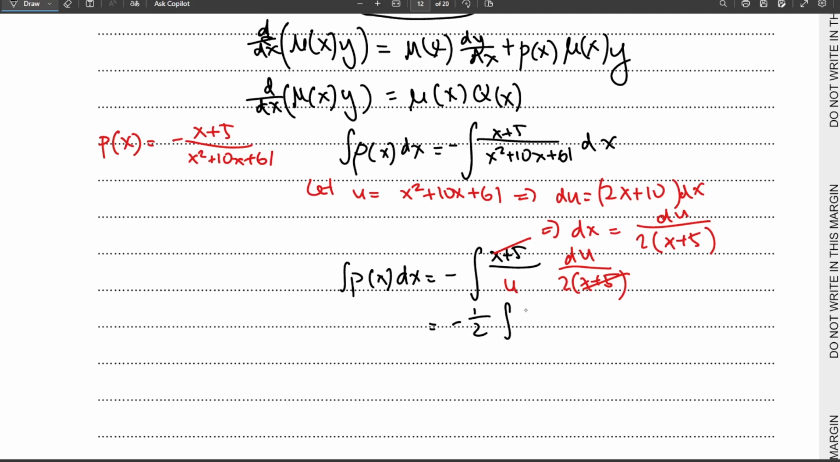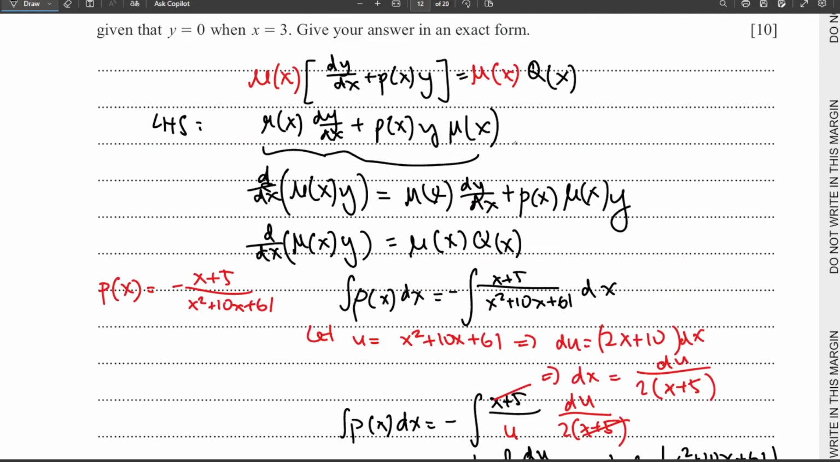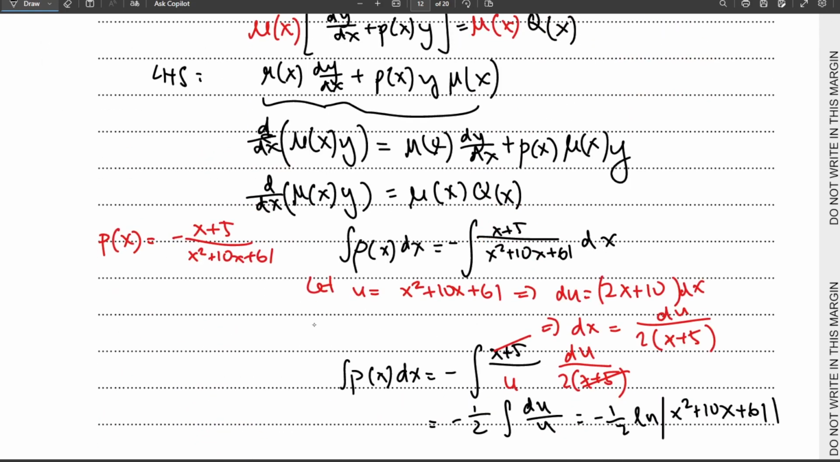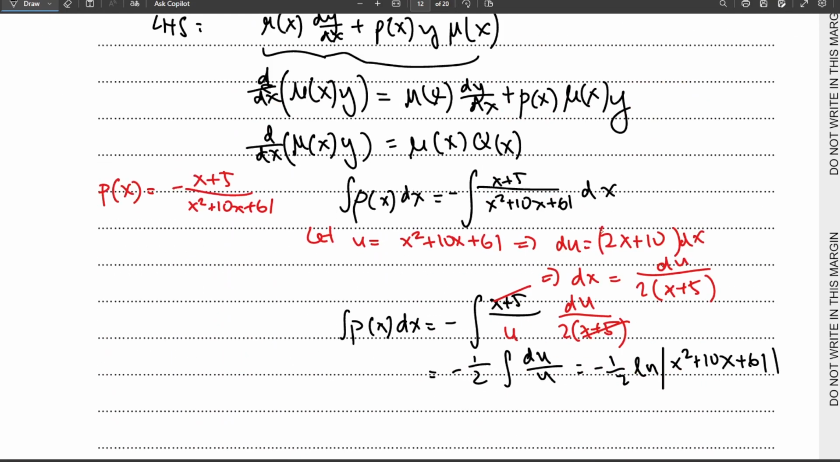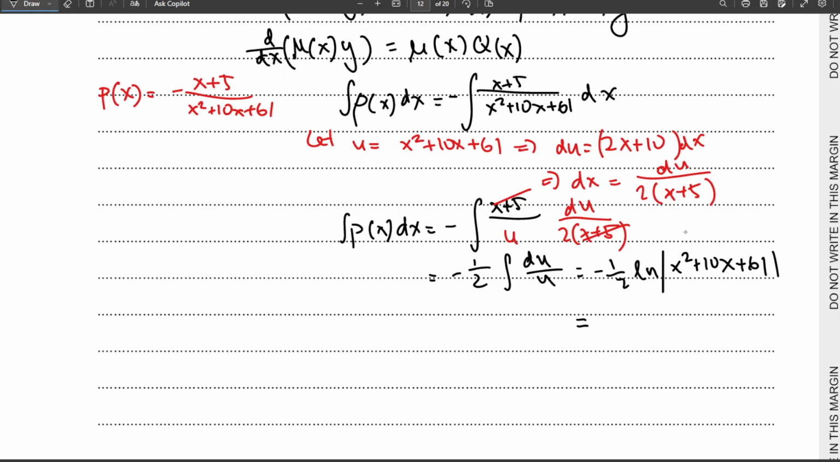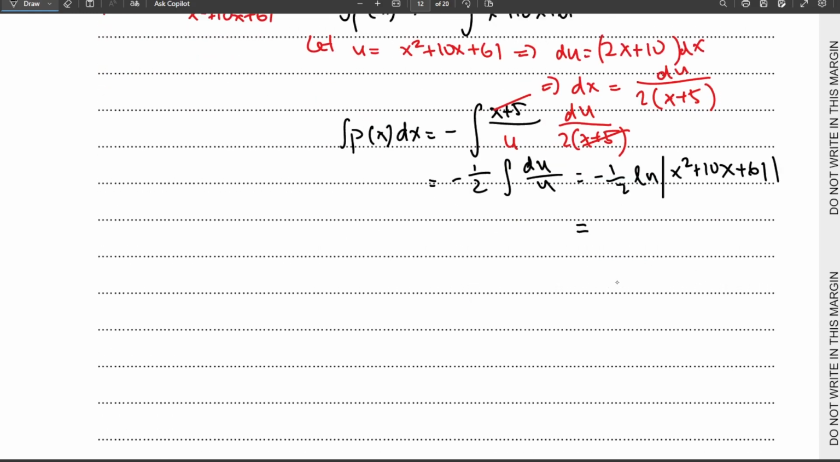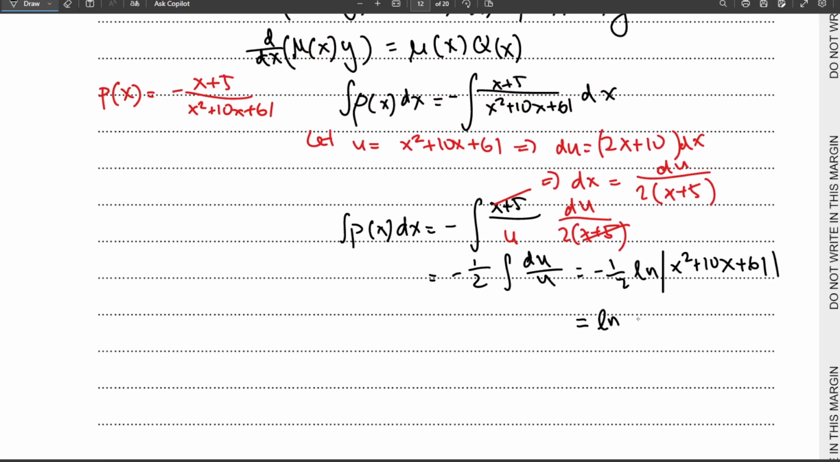So I'll bring it out of the integral and we'll have du over u. So du over u is just the natural log of u, and u, again, is the quadratic expression, so I'll just rewrite it as such. For our integrating factor, we're going to raise e to the power of this. So I'm also going to move this negative 1 over 2 using the rule of natural log, up to the power. So the power of negative half is just going to be 1 over the square root.